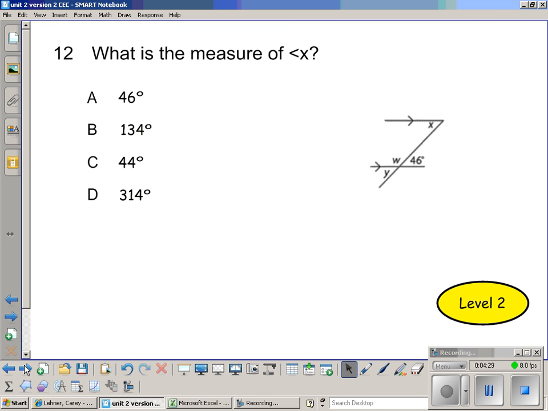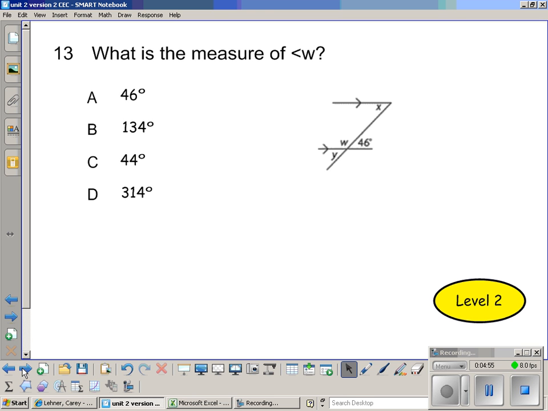What is the measure of angle X? Again, there's more than one way to get to this. What we have is parallel lines, and X and the measure of 46 degrees are alternate interior. They are both in between their parallel lines on the opposite side of the transversal, and alternate interior angles are equal, so the answer is A, 46 degrees.